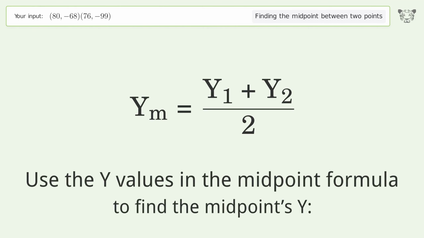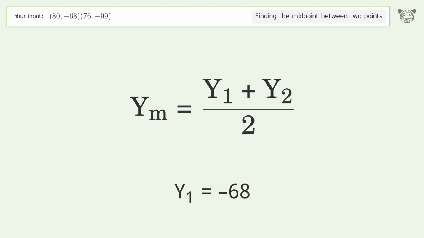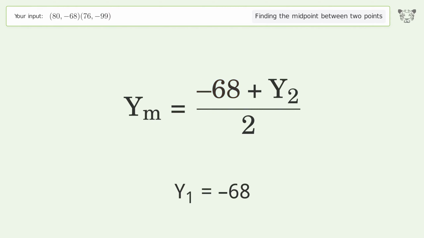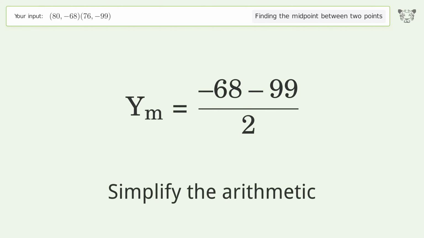Use the y values in the midpoint formula to find the midpoints y. y1 equals negative 68. y2 equals negative 99. Simplify the arithmetic.